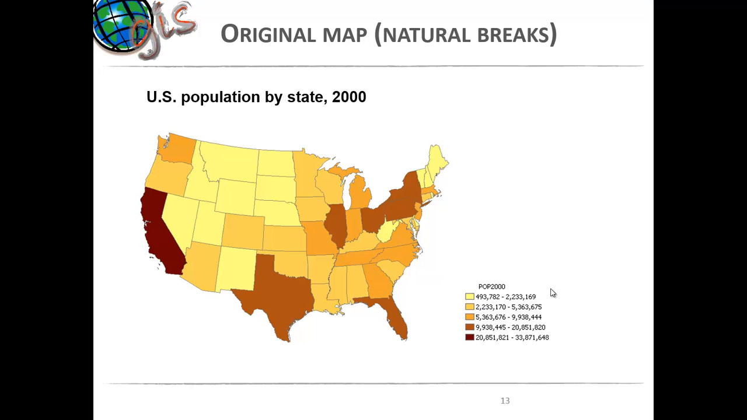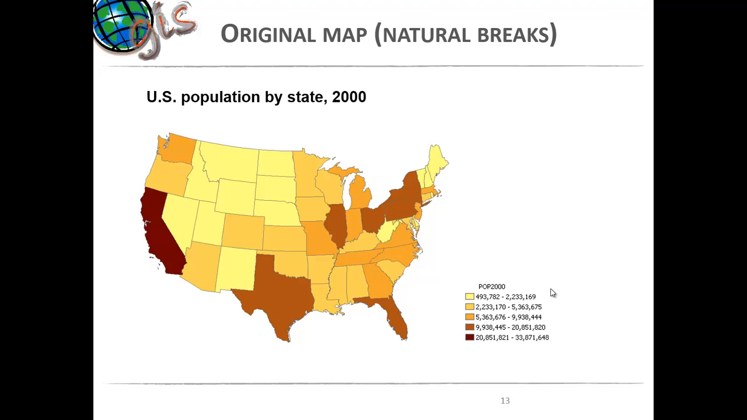So let's look at an example. This is the original map of US population by state in 2000, and let's use natural breaks, which is sort of the default method for classifying data in the ArcGIS system. Once you use that, you get a pretty good view of the United States. We know California is one of the most populated states, and then you have some of the main states pop up like Texas and Florida and Illinois and Ohio and Michigan and so on, and New York.